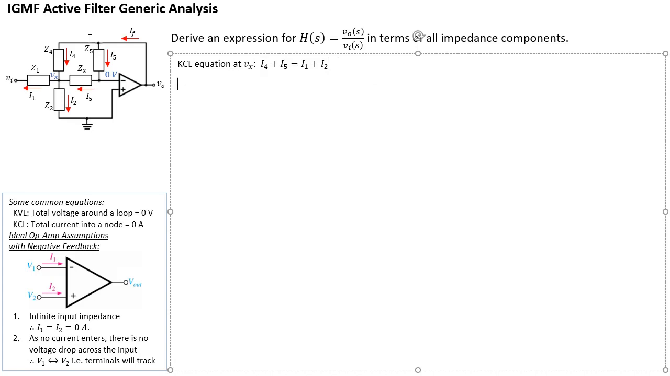Next, we can straight away set up what each one of these currents is in terms of the components, in terms of Ohm's law. So let's do that next, the currents from Ohm's law.